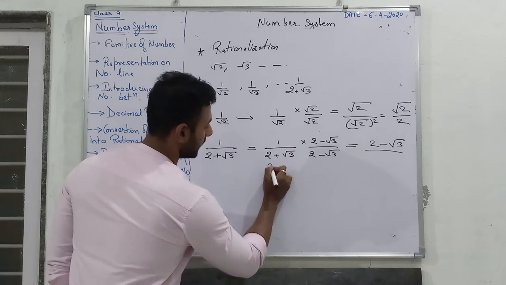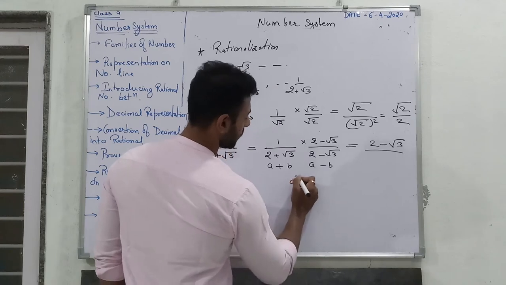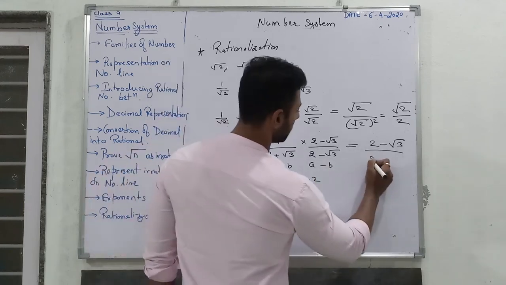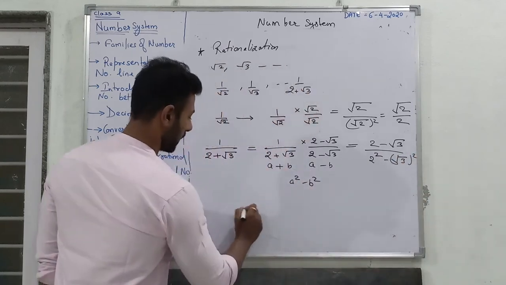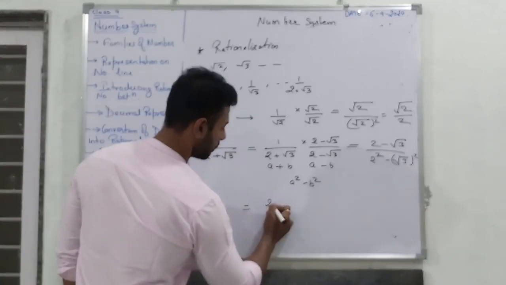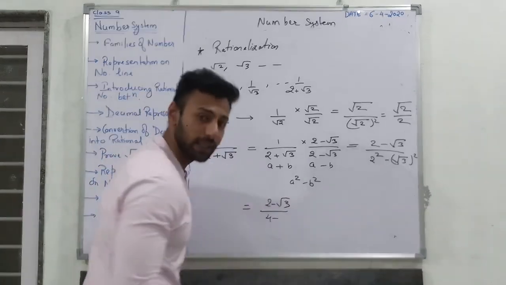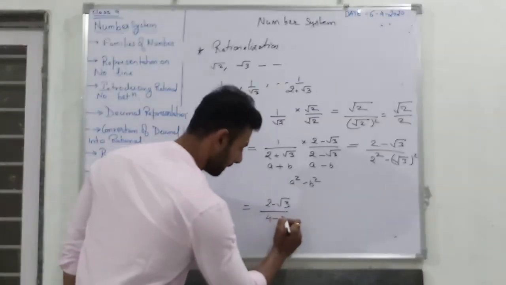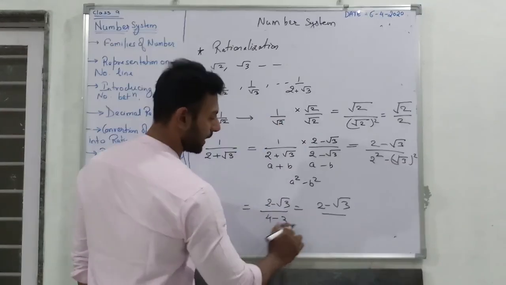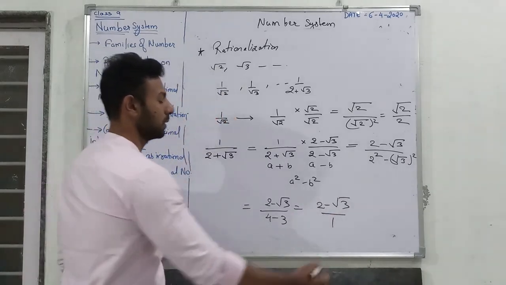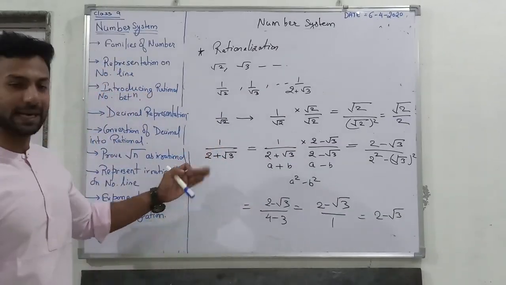Now as we can see here, it is making a form of a plus b, a minus b. So it can be written as a square minus b square. So this will be 2 square minus root 3 square. Now 2 minus root 3 as it is in the numerator. This 2 square will be 4 minus this root 3 square. This root 3 square will be 3. Further solving this, 2 minus root 3 and this will be 4 minus 3, which is 1. So 2 minus root 3 is the solution for the given rationalization.